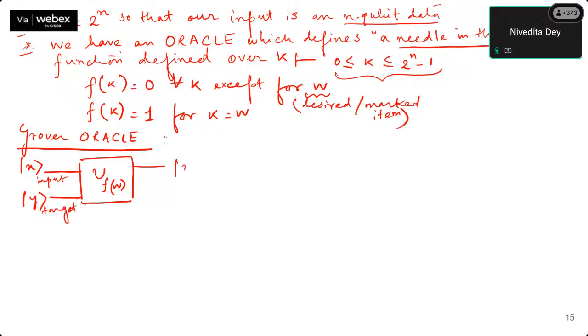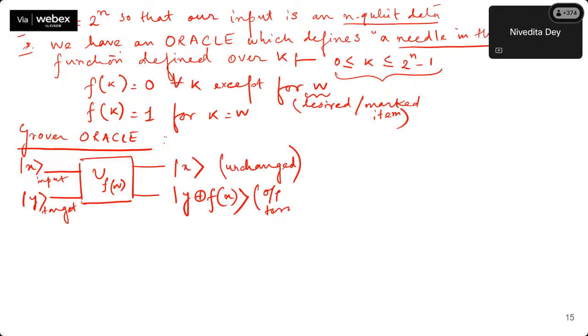So the input will ultimately be unchanged, but it will have some impact on the target, making the target y XOR f of x. So this is my output target. And what is my f w function? Again, let me define f w for x. x is for all the input. That's why I'm denoting it like this.